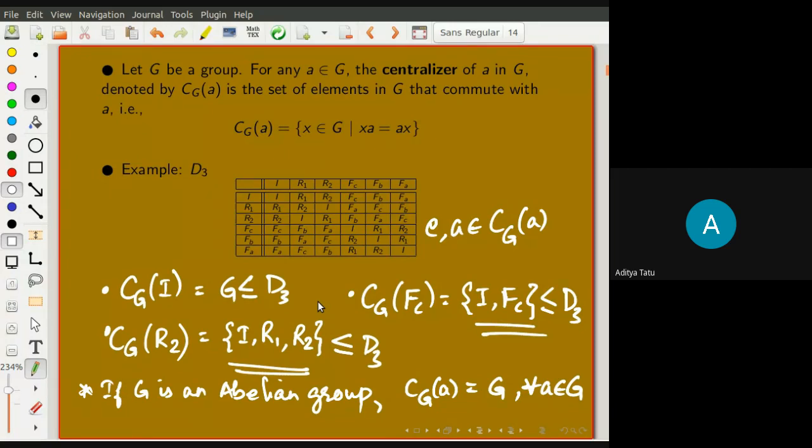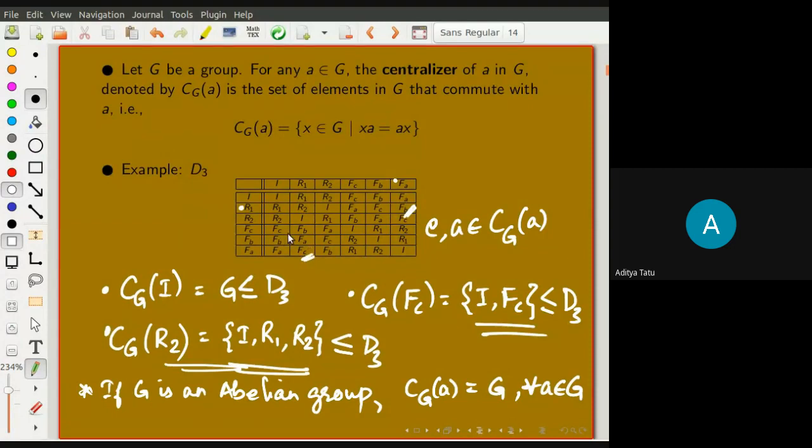Would R1 be an element in the center? No, sir. Why? Sir, because R1 R2 is not equal to R2 R1. Otherwise it is, but it is not commutative with the flips, FA, FB. So R1 with FA, what do you get? You get FB. Similarly, FA with R1, you get unfortunately FC. Okay, so that is why, for example, R1 is not in the center.